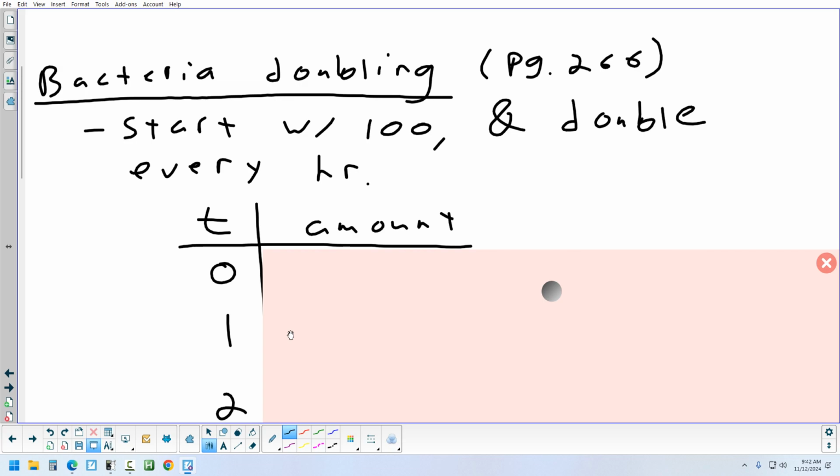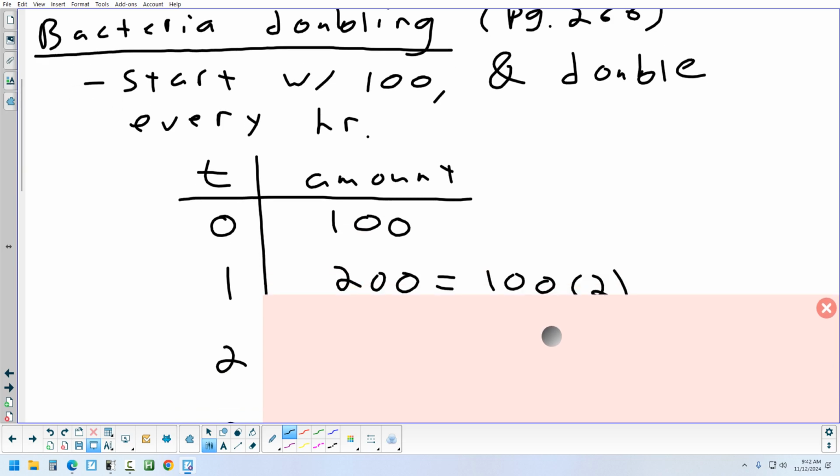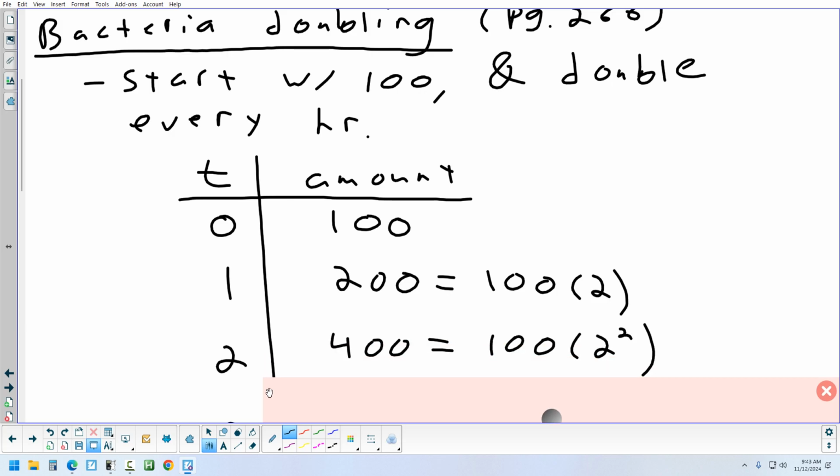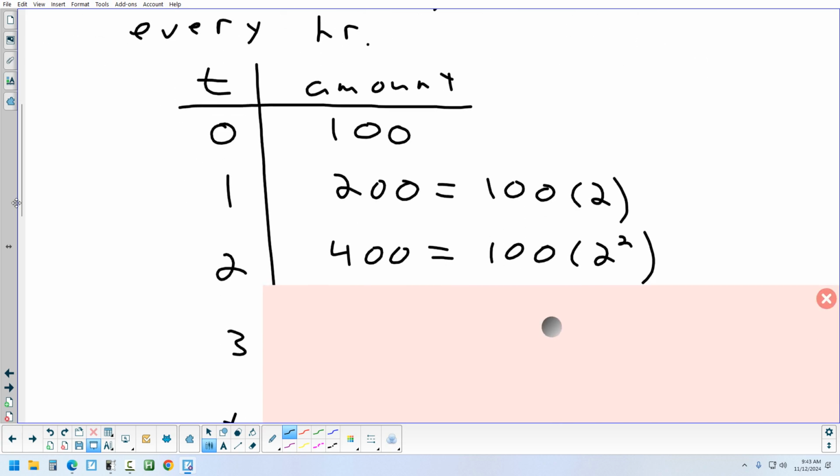How much bacteria do you have at the start of the experiment? 100. How many bacteria would you have after the first hour? 200. Or think of it as 100 times 2. How much bacteria would you have at the end of the second hour? 400. Or think of that as 100 times 2 squared. Now, how much bacteria would you have at the end of the third hour?